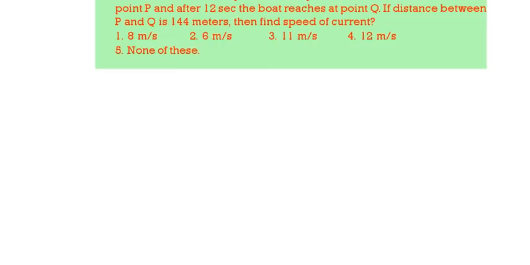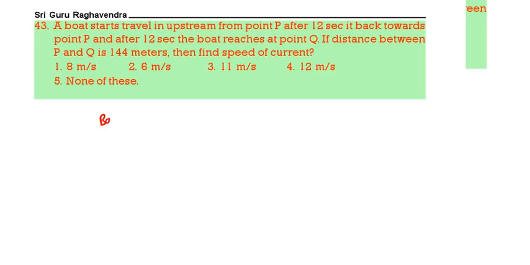A boat starts traveling upstream from point P. After 12 seconds it comes back towards P, and after 12 seconds the boat reaches Q. If the distance between P and Q is 144, then find the speed of the current. Here, take boat speed as X and current speed as Y. It is traveling from P for 12 seconds upstream and coming back for 12 seconds downstream.